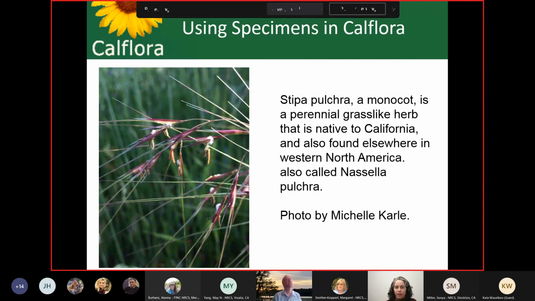Thanks a lot. Okay, thanks, Rob. I assume you see my screen and can hear me. Is that true, Rob? Yeah, it looks good. Okay, great. Using specimens in Calflora, and thank you, Kate, for your presentation. It was really interesting, and it's a good segue into specimens in Calflora.